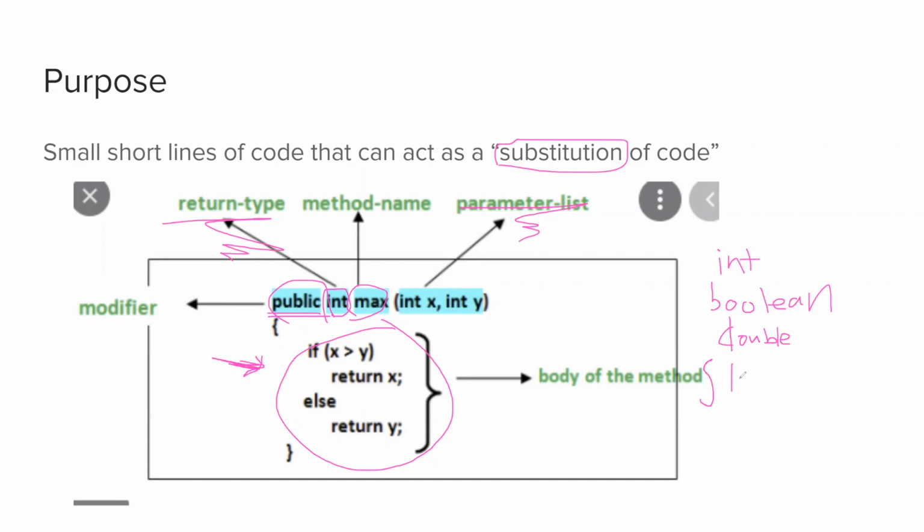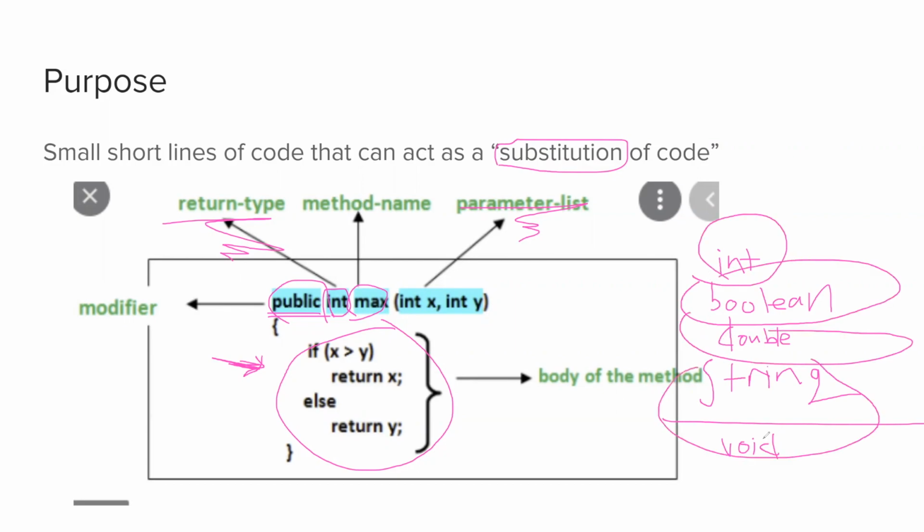Word types. There is also void, which means you're not returning anything. When I say returning, you're giving the program an integer, a boolean, a double, or a string, or you're just going to change something but not return anything. And I'm going to talk about what returning is, okay?